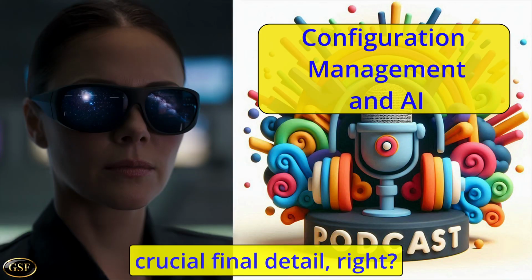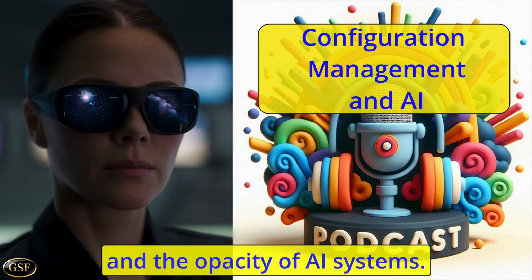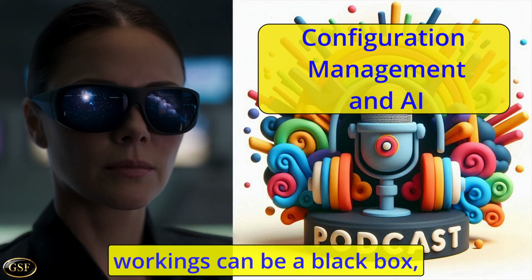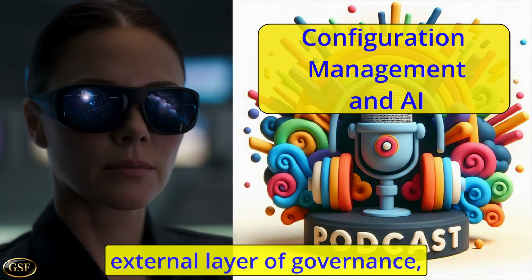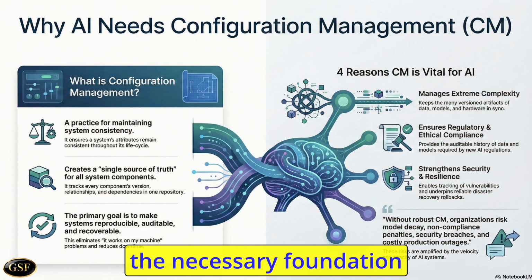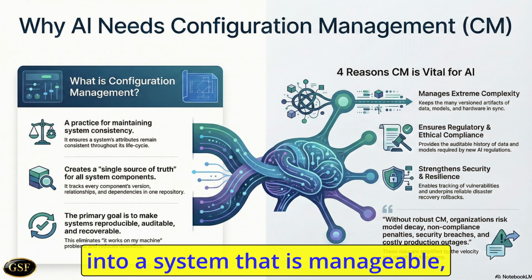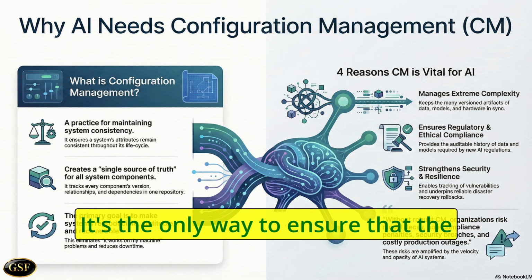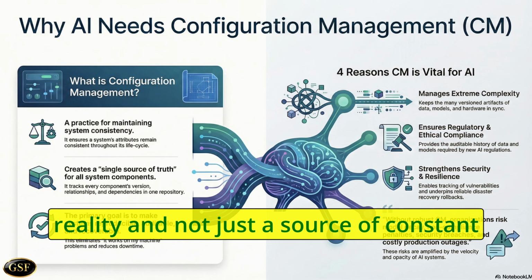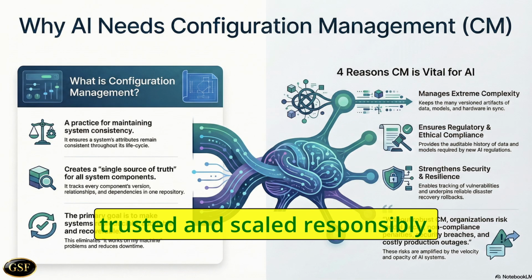And here's the crucial final detail, right? These risks, all of them, are amplified by the velocity and the opacity of AI systems. Because AI changes constantly and its internal workings can be a black box, you need that external layer of governance, that audit trail, to impose some sanity. You do. So configuration management is really the necessary foundation for turning this chaotic, ever-changing collection of data, code, and models into a system that is manageable, predictable, and auditable. It's the only way to ensure that the promise of rapid scaled AI deployment actually becomes a reality and not just a source of constant system failure. CM provides the predictable, auditable ground that AI needs to be trusted and scaled responsibly.